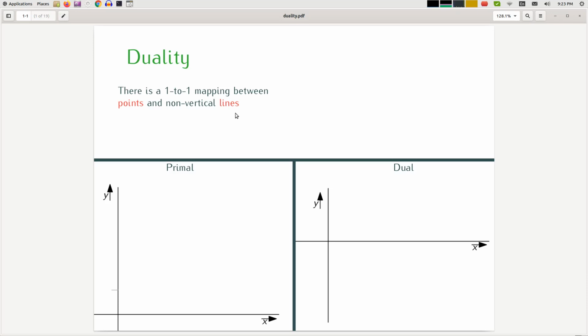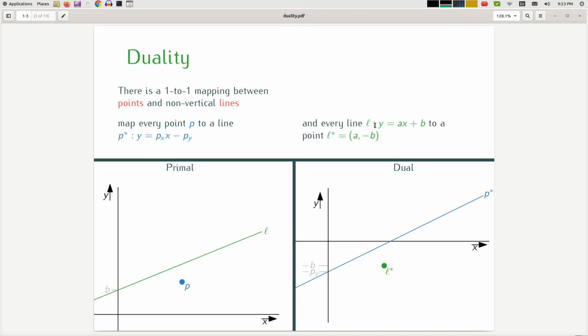So let's just look at what the transformation does. Here I'm assuming that I am representing lines in this format: y equals slope times x plus the y-intercept. What this duality transformation does is transform a point (px, py) into a line given by this formulation.